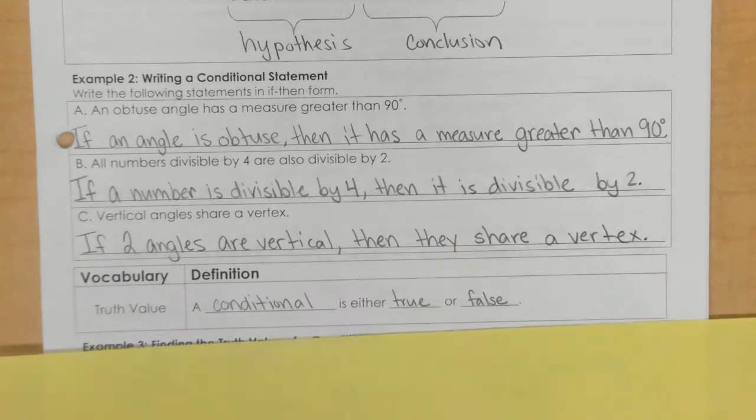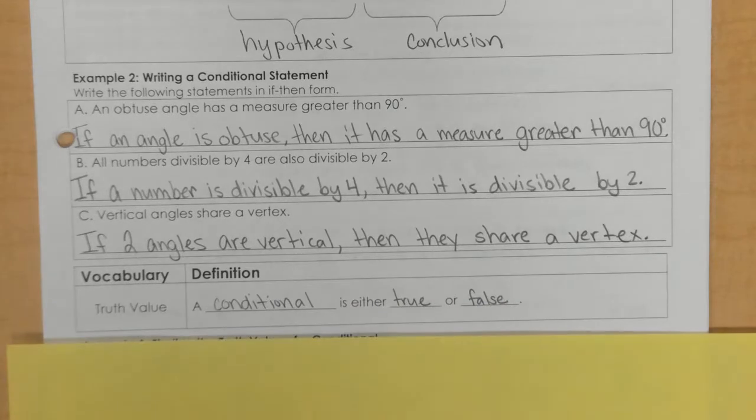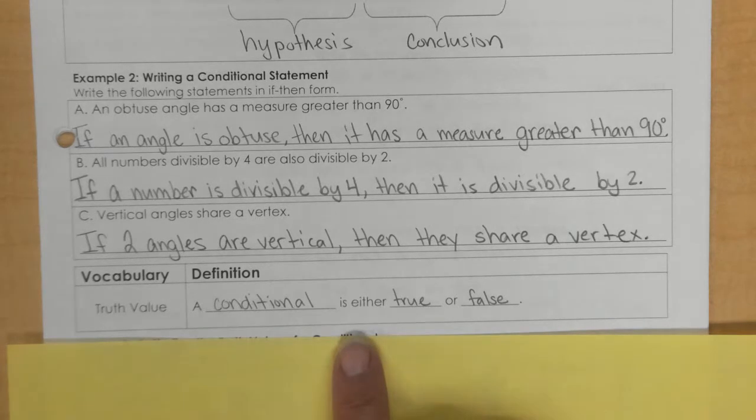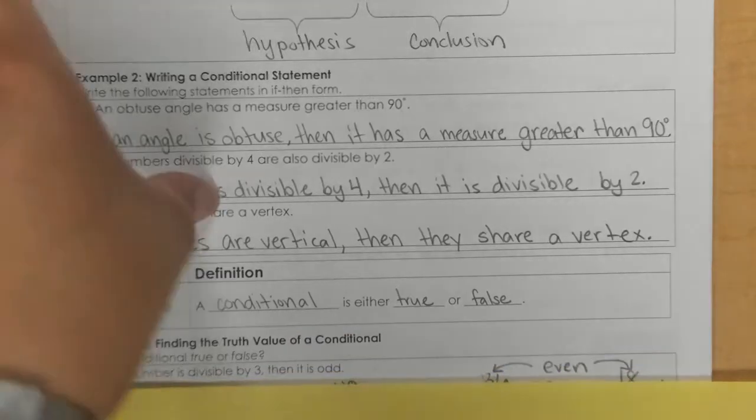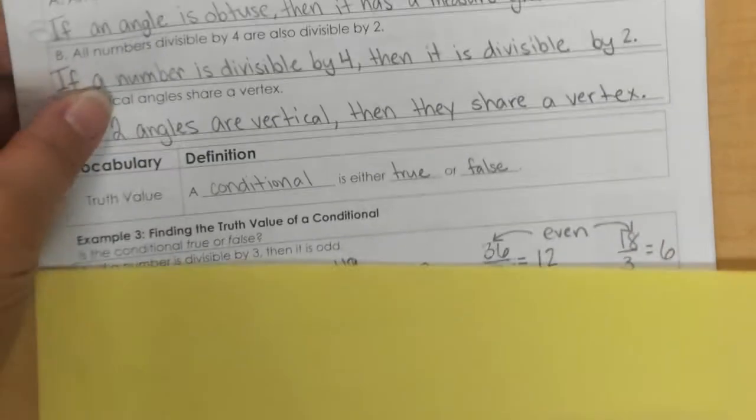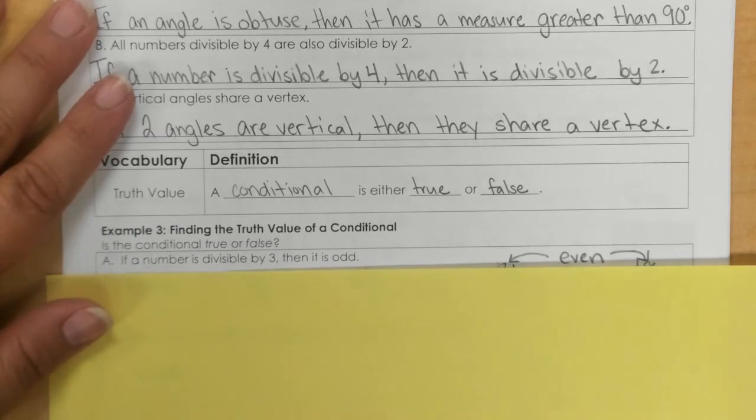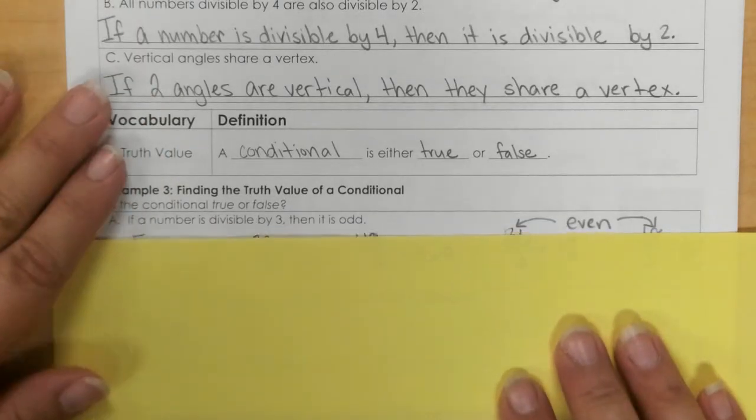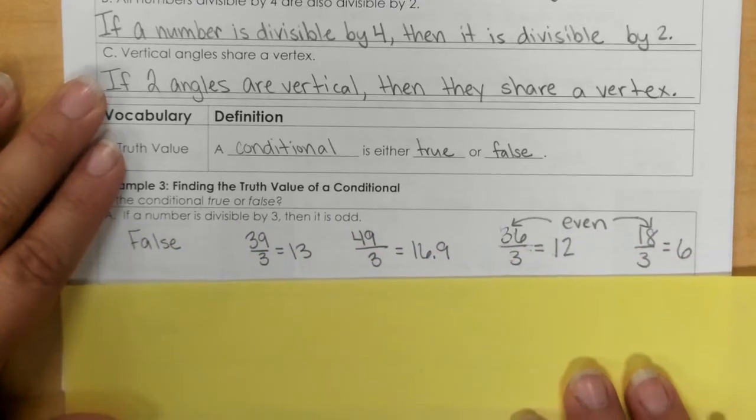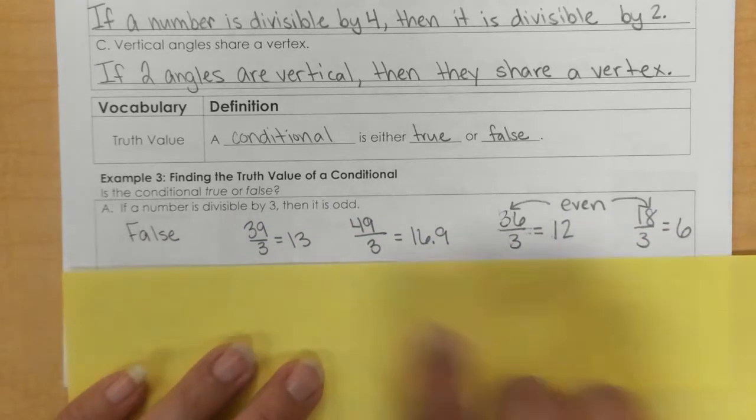Okay? Then we have truth value. So this is called a conditional as either true or false. So meaning like a sentence that I give you, if-then statement, it could be true or it could be false. Okay? So here it says, if a number is divisible by 3, then it is odd. So I was thinking about certain numbers like 39. That's divisible by 3. But 39 was an odd number. So what about an even number?